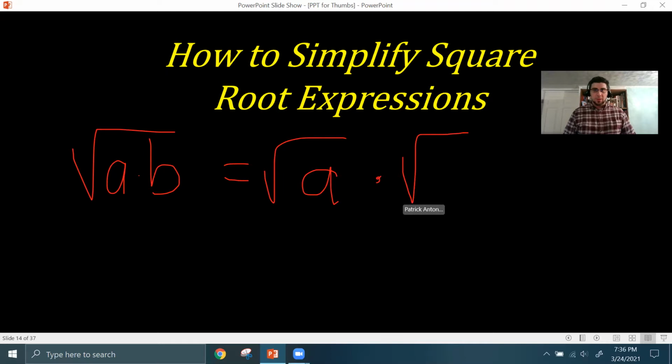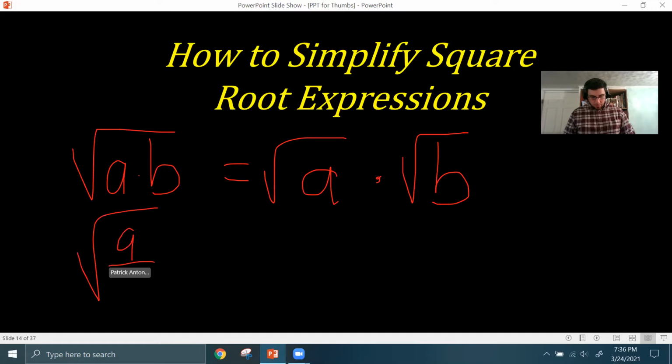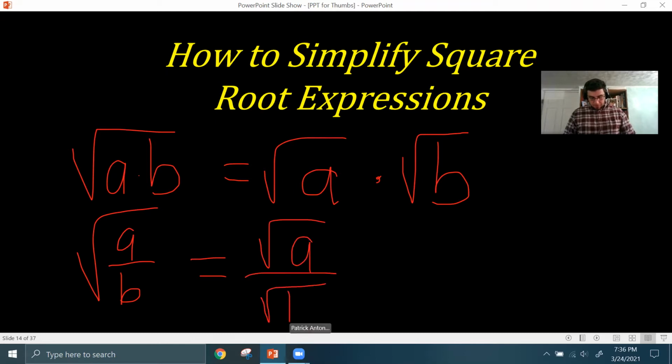That's the product property. The quotient property says that if you have the square root of a fraction, you can take the fraction of the square roots, or more appropriately, if you have the square root of a quotient, you can take the quotient of the square roots. In other words, you can break apart the fraction into the square root of the numerator and the square root of the denominator. Now, these properties work both ways.